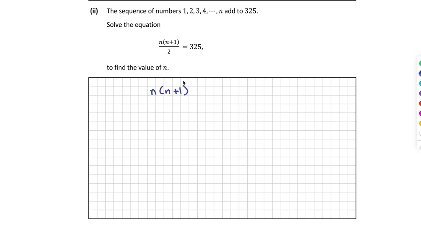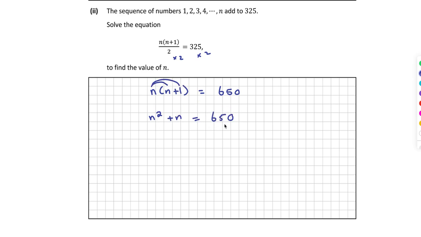I'm going to multiply both sides by 2 to get rid of that. So I'm going to have 325 multiplied by 2. And I get n times n plus 1 is equal to 650. If it's brackets, it means multiply. So let me multiply out. n squared plus n is equal to 650.